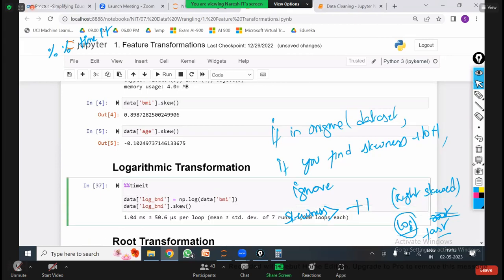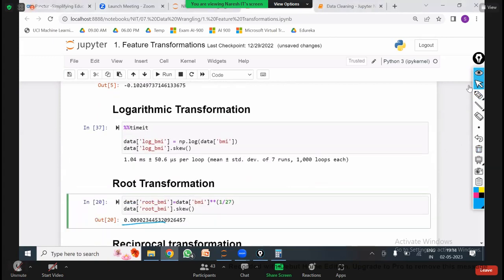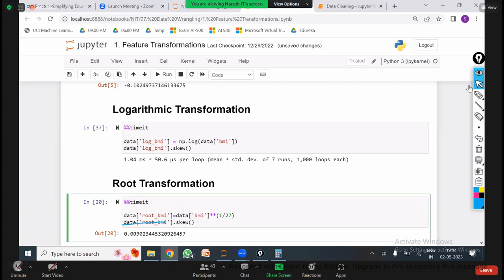So it is going to check how much time it has taken: 1.04 microseconds plus 50.6 milliseconds plus 50.6 microseconds. So in total, it has taken this much time. Now let us try the same thing for this particular cell.